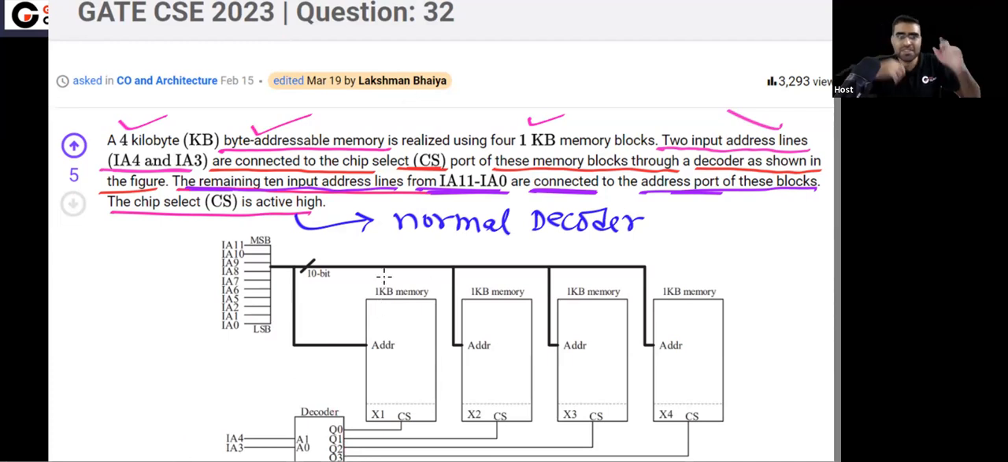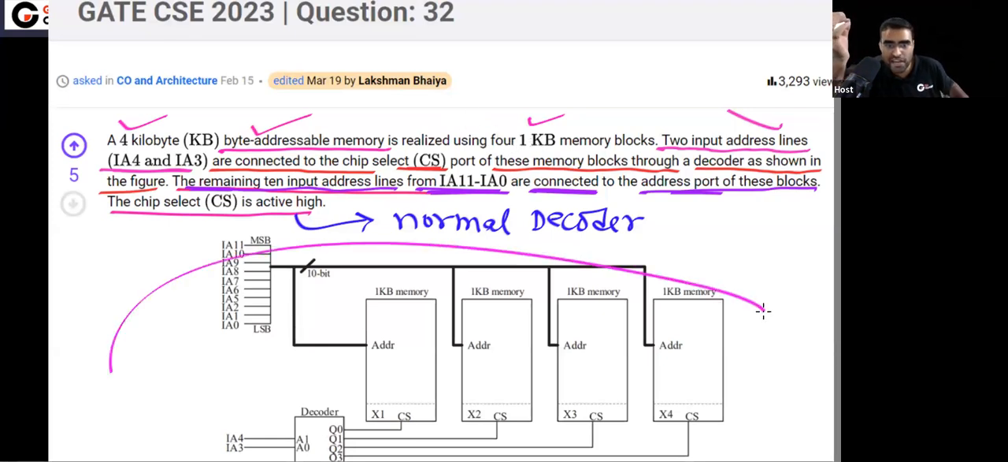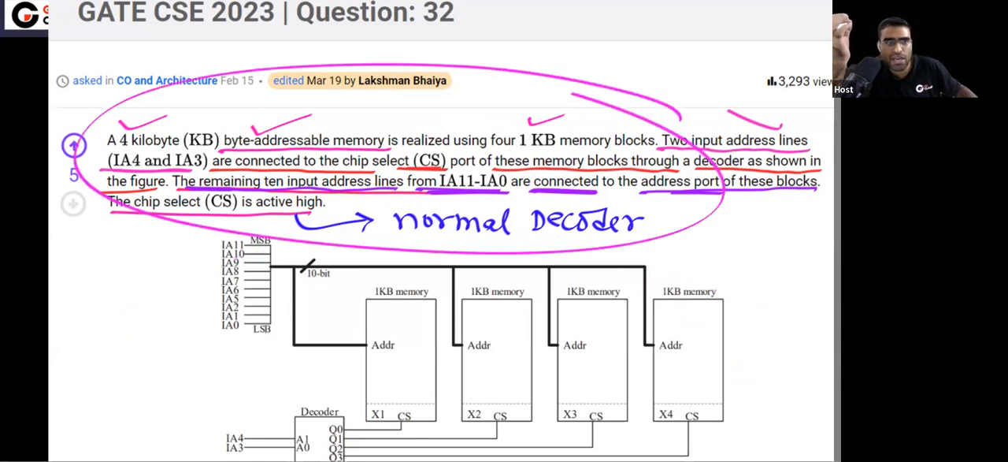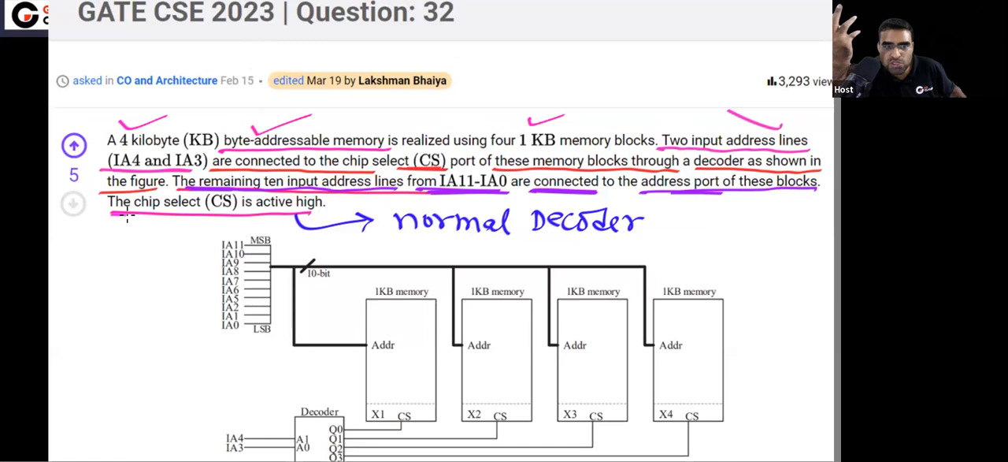Okay. So can I say this question is a revision of whatever we have seen in memory interleaving? This question is the complete revision of that concept. Yes or no? I hope you are finding this question very interesting. This question has given you everything: the diagram, the information, everything. It also says that chip select is active high, so we will use the normal decoder that we have already seen in our lectures.